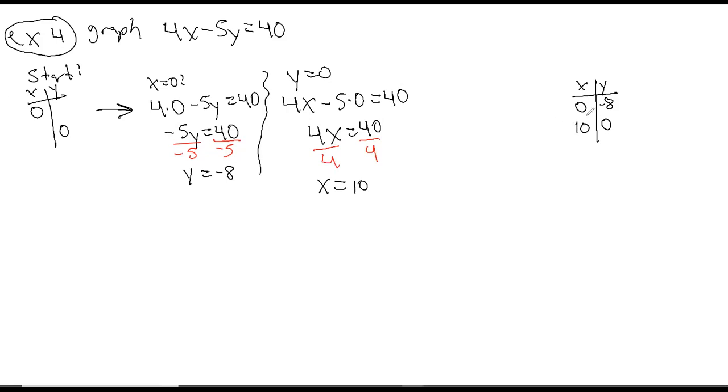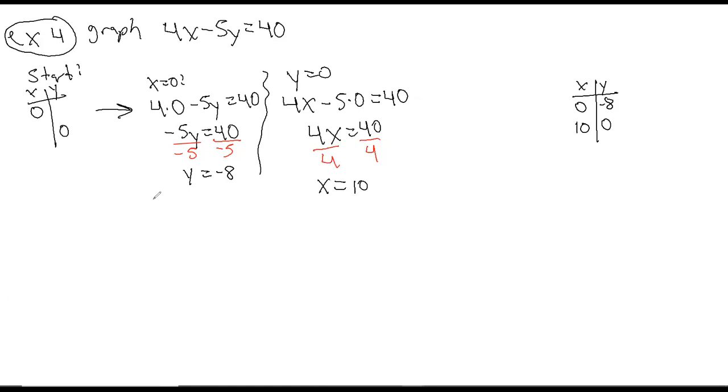So our points are 0, negative 8, and 10, 0. Notice this is not the point 10, negative 8. That's one of the most common mistakes I see made, is that people ignore the zeros and just combine those two numbers somehow. But no, these are two unique points.